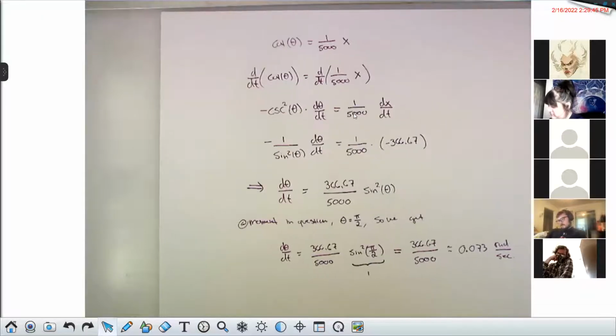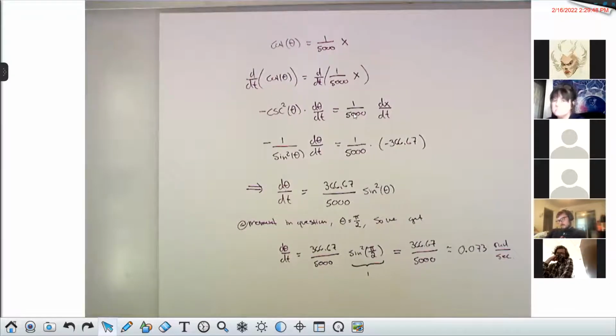Any other questions on these steps? The differentiation, any of that? Algebra stuff?